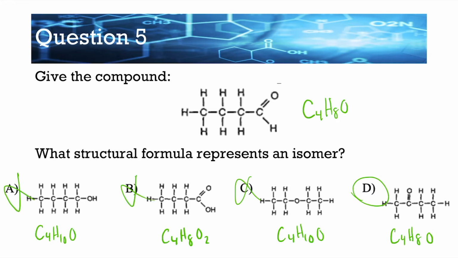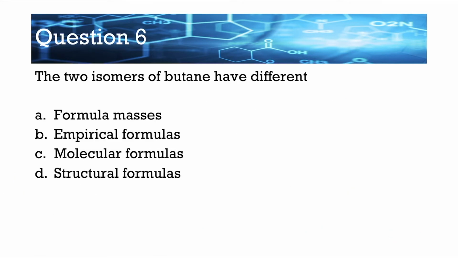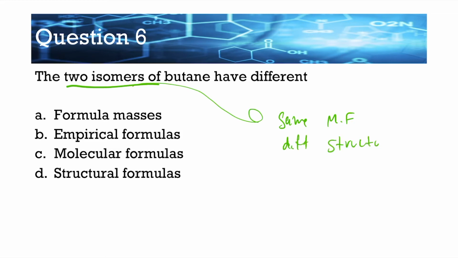Okay. Next question, number 6. It says the two isomers of butane have different... So isomers, you have the same molecular formula, but a different structure and a different name.